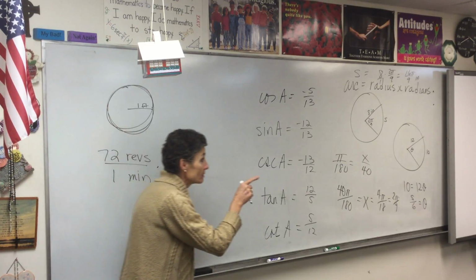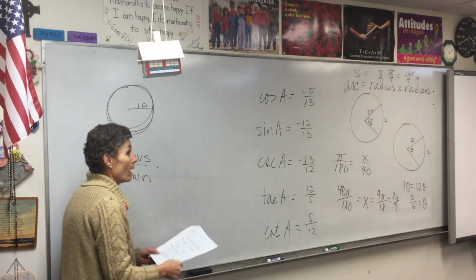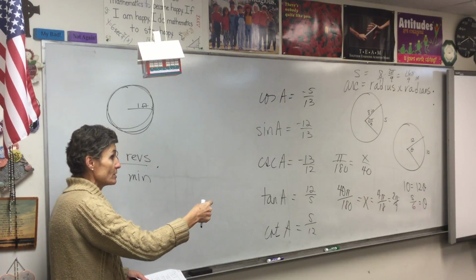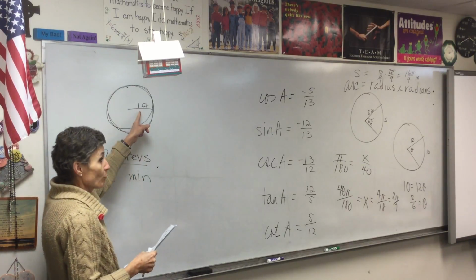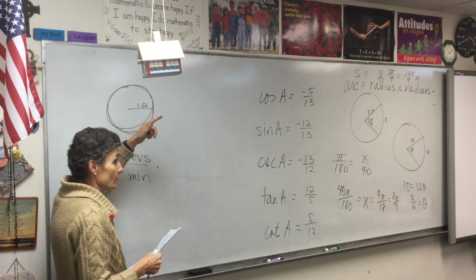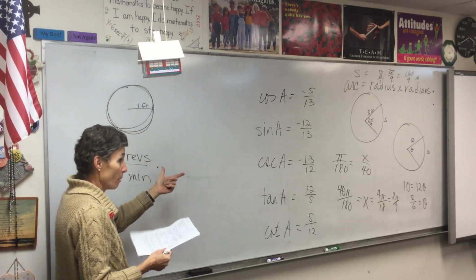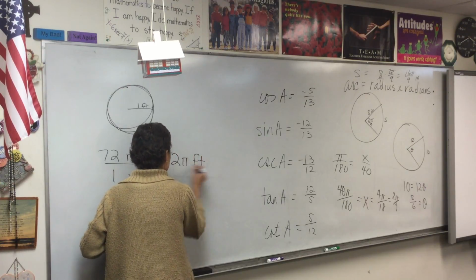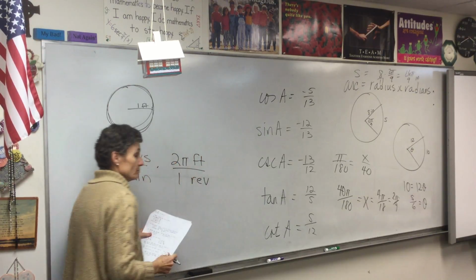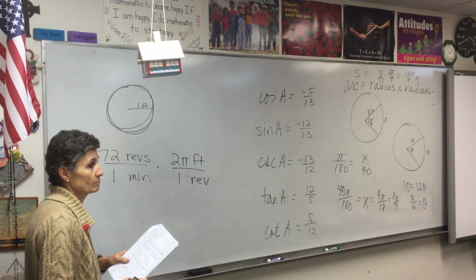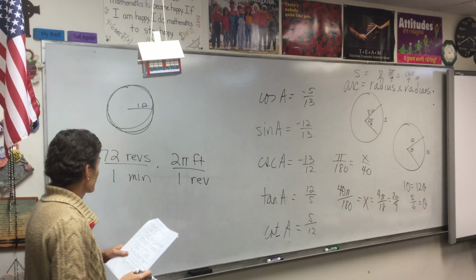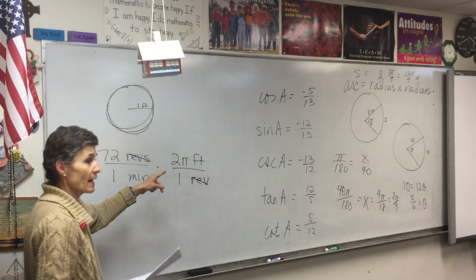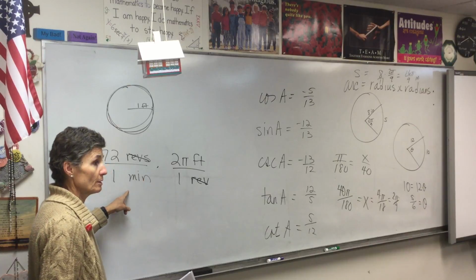I'm hearing something. 2 pi r. Well, because that's a circumference, right? And every time it goes around, doesn't it travel a circumference? Yeah. Since the radius is 1 foot, the circumference is just 2 pi feet. So 2 pi feet is 1 revolution. So already, go ahead and do your canceling. Now we're down to what? We're down to feet per minute.